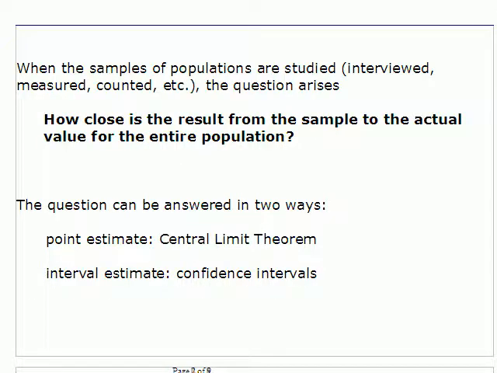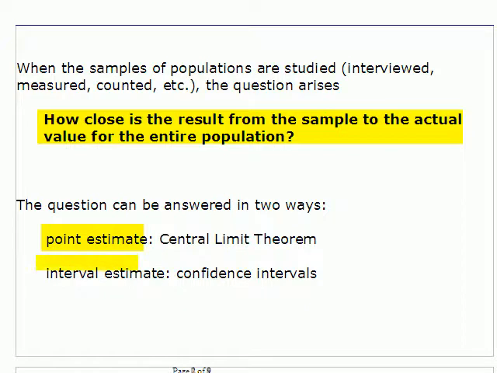Of course, the big question in statistics is, after you've made a sample of a population and come up with some measurement, how close is that result that you got for the sample to the actual value for the entire population? You would like to say it's completely the same, it's right on, but you can't really say that. It doesn't happen. Instead, the question is answered as an estimate, and there are two estimates. One's called a point estimate, in which you're giving one value and saying this is fairly close to the value that would be for the entire population.